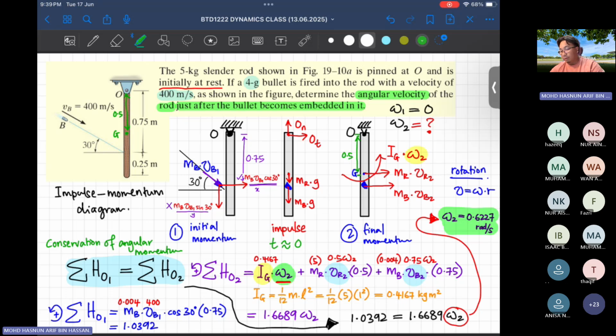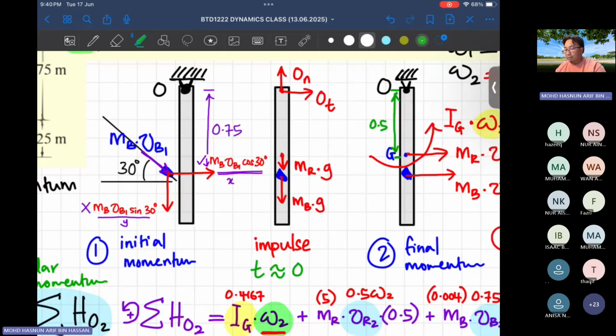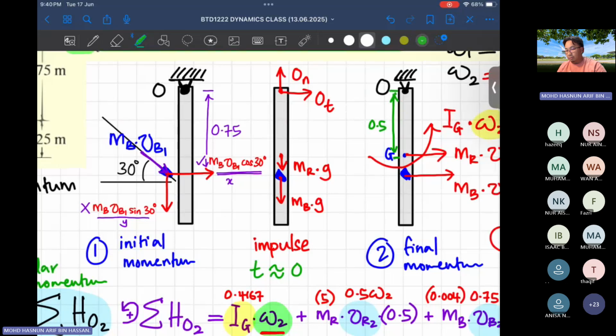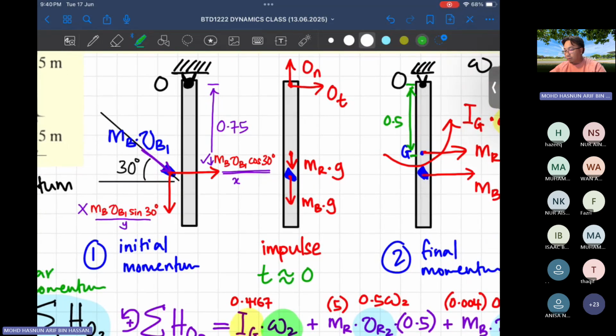So I repeat, the first step is to draw the impulse momentum diagram so that it will be clearer what is happening in the first stage. In the first stage, the rod is not moving. The rod is static. The one that is moving is the bullet. The bullet is from here coming closer to the rod. This is what is happening initially, step number 1.